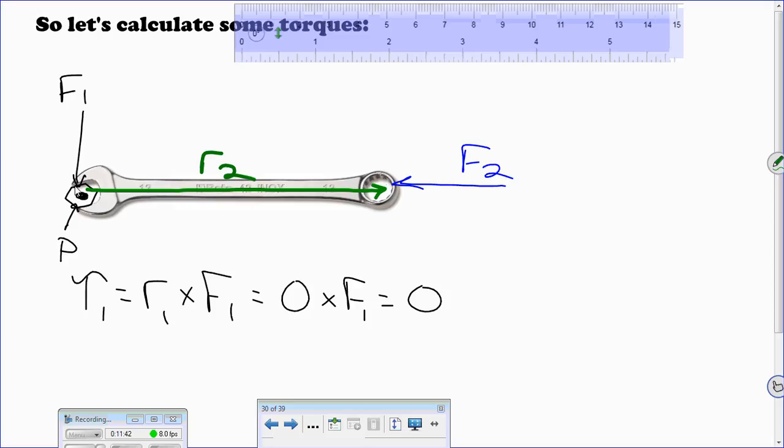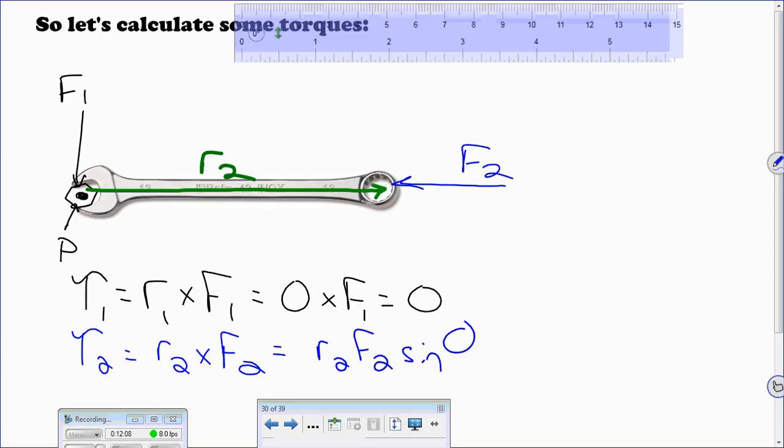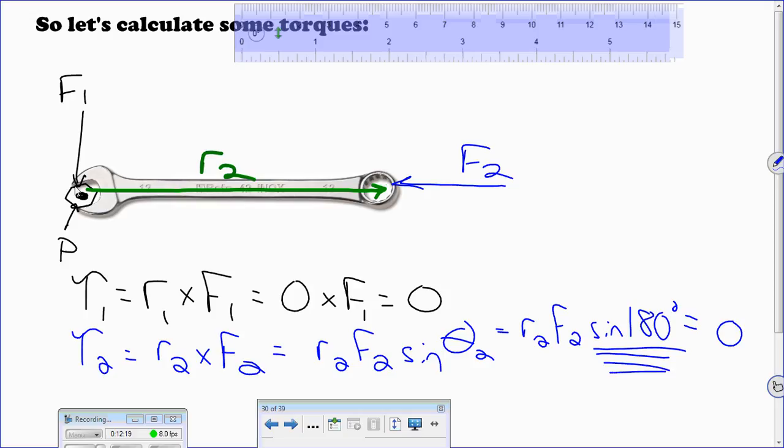But what's the angle between my lever arm and my force? 180. So I'm going to have R F times the sine of 180. That's going to give me 0 also. So torque 2 is R2 cross F2. Does everybody understand this notation that I'm sort of making up here? So this is the same as R2 times F2 times the sine of theta 2, which is R2 times F2 times the sine of 180, and the sine of 180 is just 0. Good?